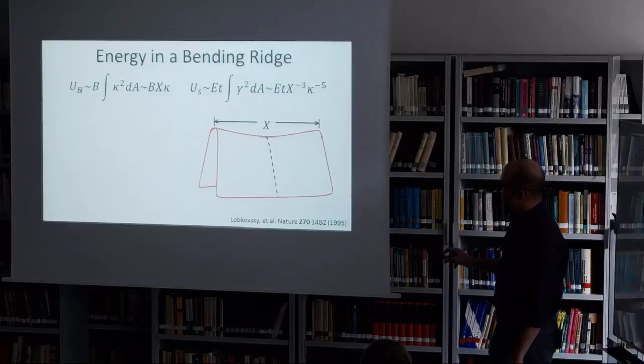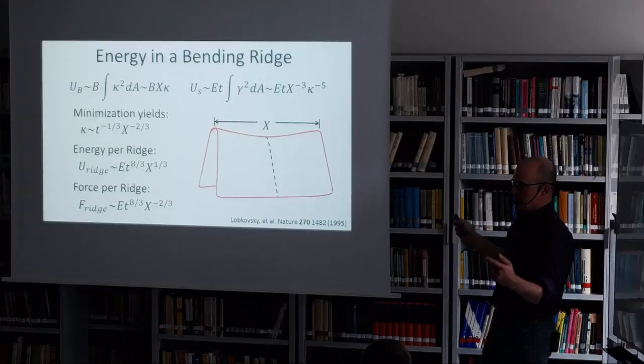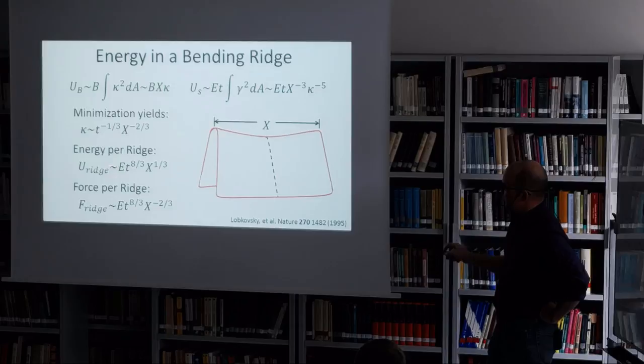And then with that, you can, of course, write down your bending energy, and you can now write down your stretching energy because you've said how much strain you have stored there, okay? And so again, we can minimize that. It gets you your curvature at that point in the middle, and then, of course, you can put it all back in. You can get the total energy, okay? What's more useful for us is looking at the force it would take to compress the ridge further, okay? So I can put that down there too, but it's all scaling, so it's pretty straightforward.